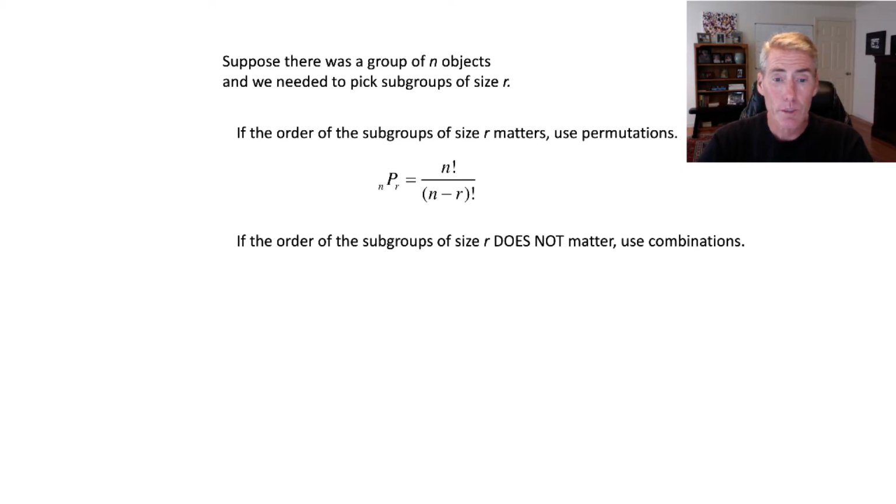Now, if it's a situation where order does not matter, so for example, you've got 10 kids and 3 of them are going to volunteer to pick up trash after school, part of their community service. Well, for those 3 kids, there's not a first place, second place, third place. It's just 3 kids that are volunteering to pick up trash. So the order of those people does not matter. In that case, use combinations, which means that you've got this extra r factorial that you divide by.